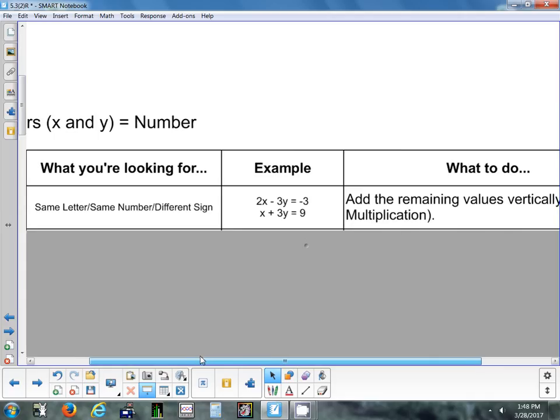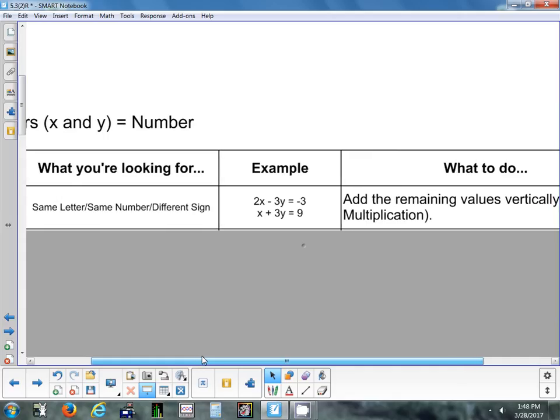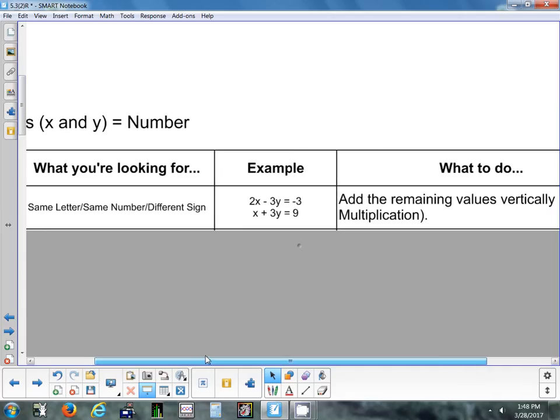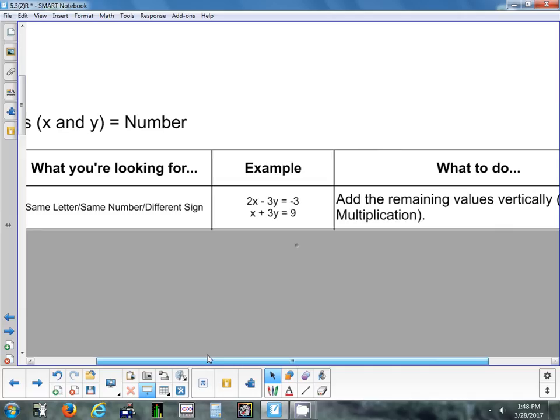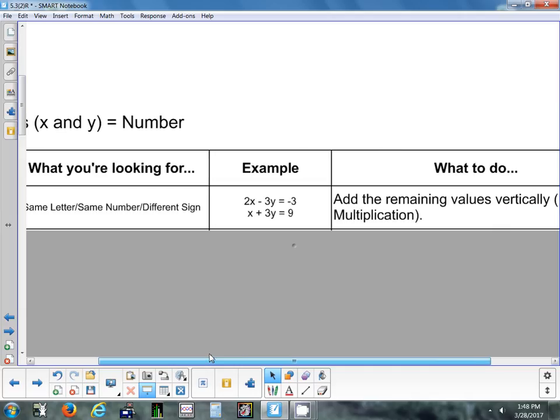Remember, like Mr. Hager and I told you yesterday, process number one is the easiest way to solve because it's already set up for you. You don't have to change anything. You may have to rearrange it to get it in the right format, but you don't have to do any type of multiplication or anything like that.